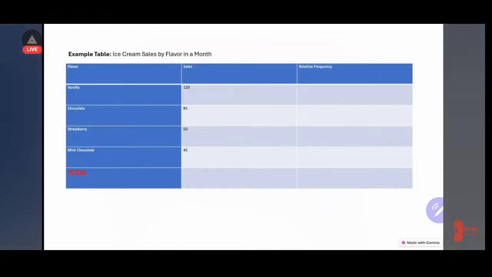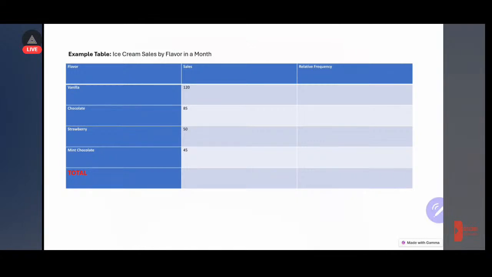Now we have this example. This example is about ice cream sales by flavor in a month. So we have 4 types of flavors. We have the vanilla. I know a lot of people love vanilla. We have the chocolate, we have the strawberry, and we have the mint chocolate. So these are the sales for each of the flavors. Our objective is to calculate the relative frequency.